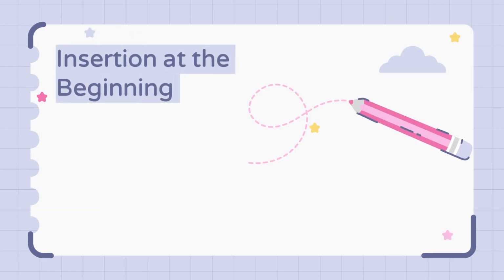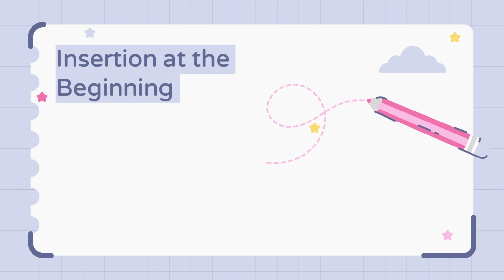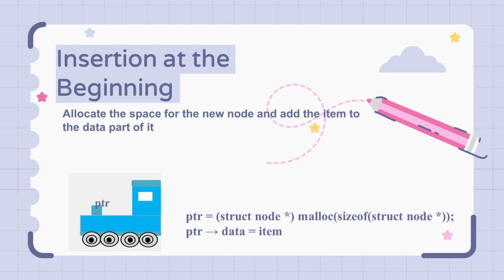Insertion at the beginning. Consider a linked list with three nodes and a head pointer pointing to the first node of the single linked list. As a first step in insertion, try allocating space for the new node to be inserted and add the item to the data part of it. Here we have PTR as the new node to be inserted.